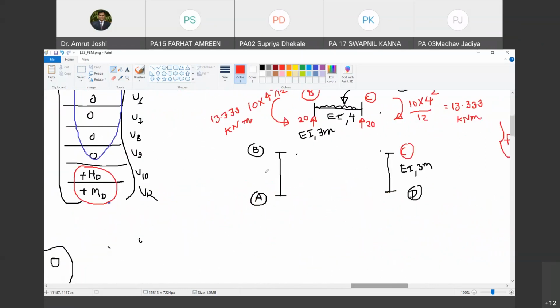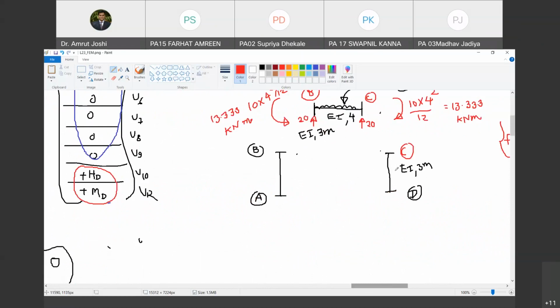When will this element be non-zero? When the column is loaded transversely. When the column is loaded transversely, at that time you are going to get horizontal reaction at the B end of the column or at the C end of the column CD. Do you agree? Yes, sir. So only in that case you are going to have horizontal reaction.